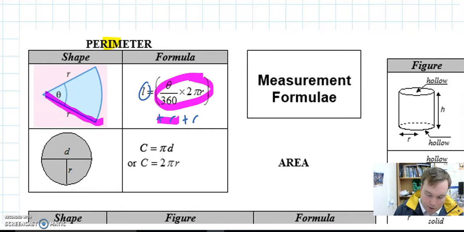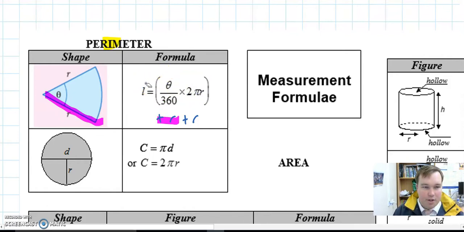And we'll use this later on a lot with spherical geometry, because you can imagine that length could easily be the length around the world, or a portion of the world.